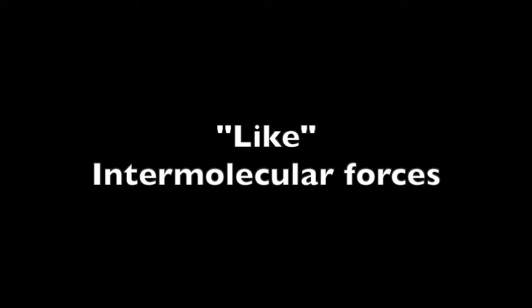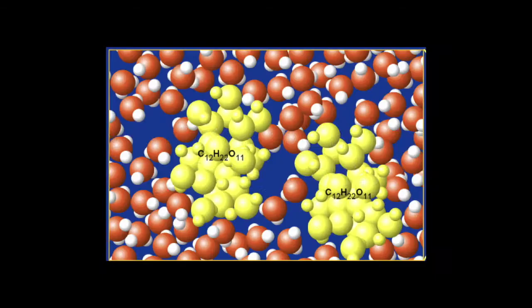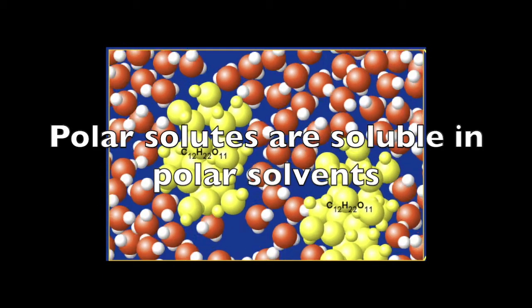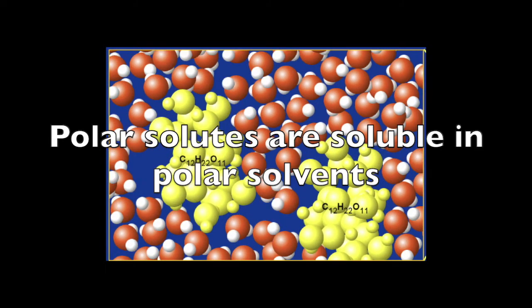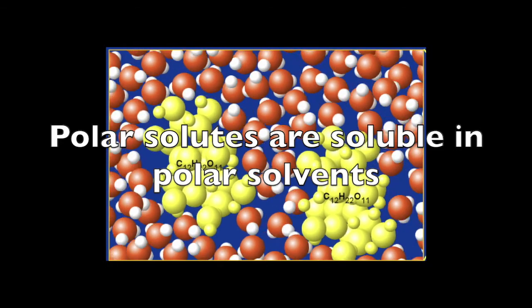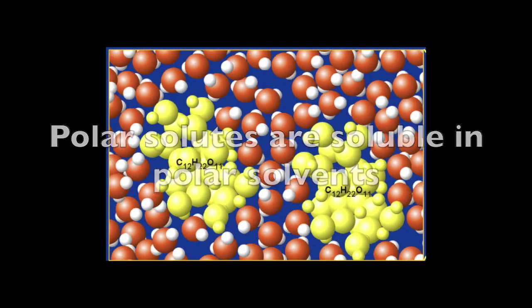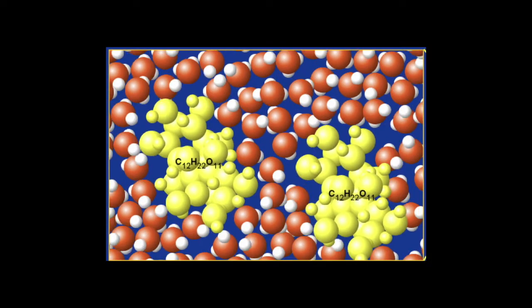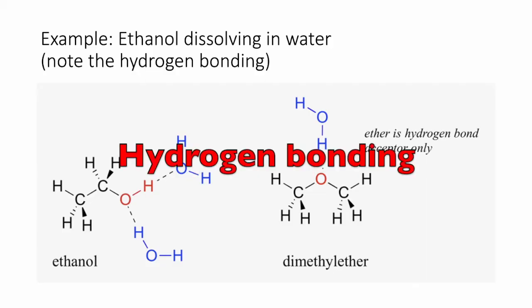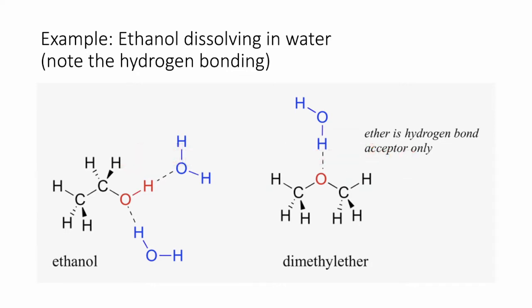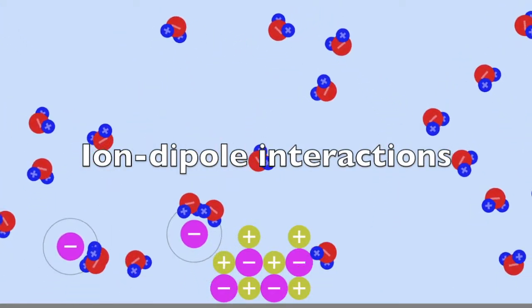We say that like dissolves like. And from a chemistry perspective, when we say like, we're talking intermolecular forces. Polar solutes tend to be soluble in polar solvents, but not in nonpolar solvents. The ability to dissolve in a polar solvent like water is related to whether the solute can form dipole-dipole interactions, or in some cases hydrogen bonding or ion-dipole interactions.